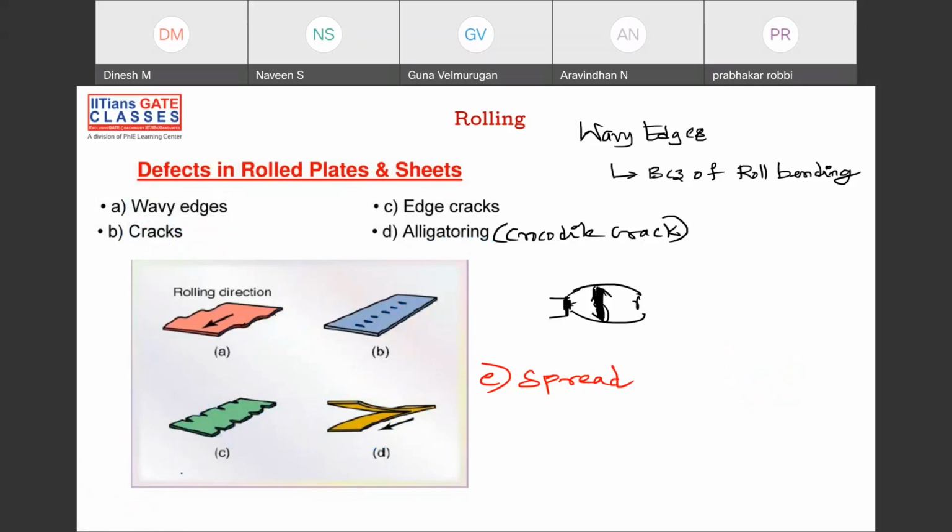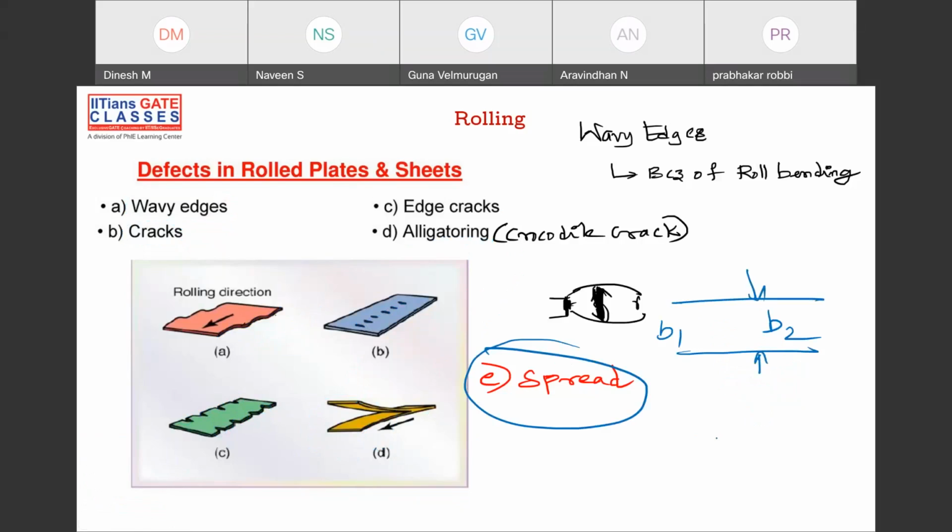Okay. And another thing is called spread. What is spread? If you're looking from the top view, I told you already, the B is not changing. The thickness before and thickness after is not changing, but sometimes the spreading will occur like this. Instead of B1, this is some B1 plus some delta, some B. Obviously, if your spreading is happening here, then B1 will not equal B2. So that is one of the defects, spreading.